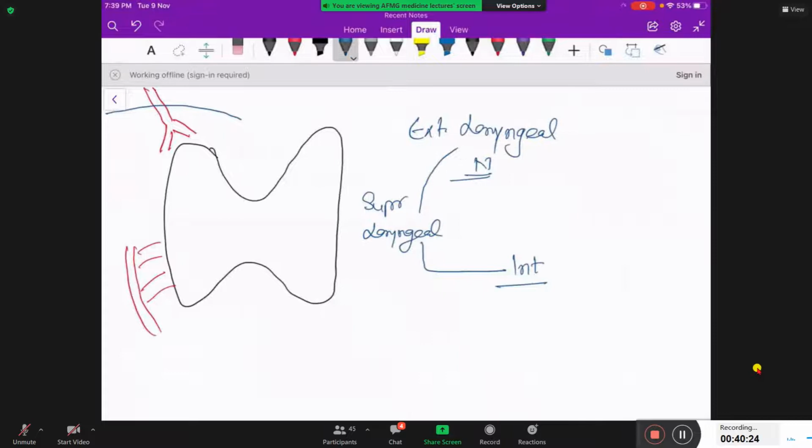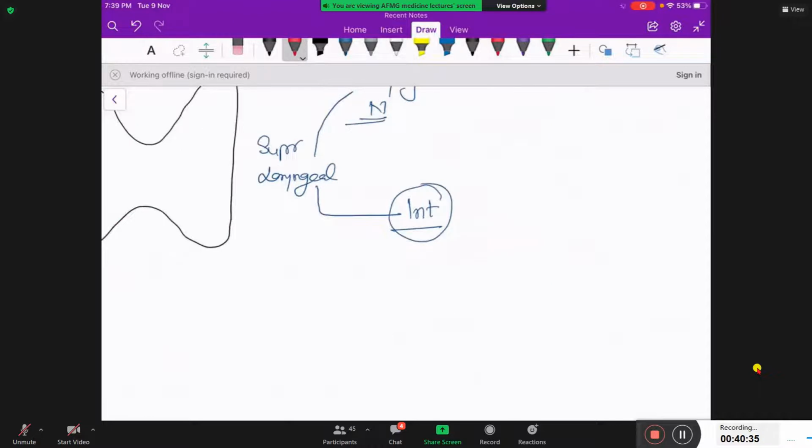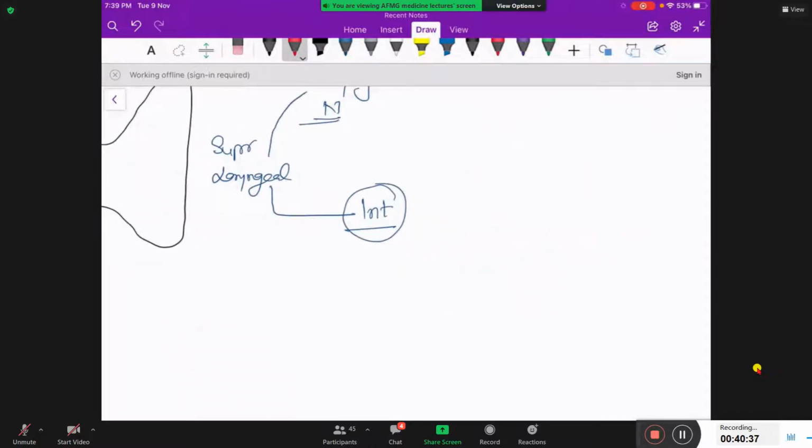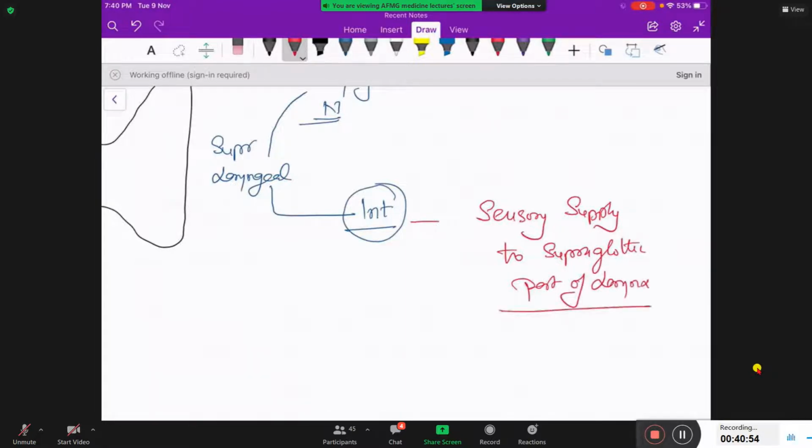Now, first of all, let us talk about this internal laryngeal nerve. What does the internal laryngeal nerve supply? A very commonly checked thing. It gives a sensory supply to the supraglottic part of larynx.